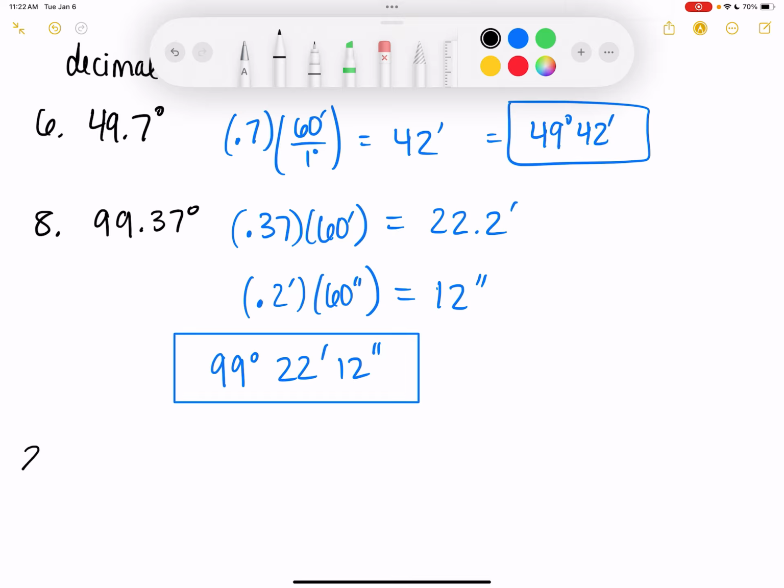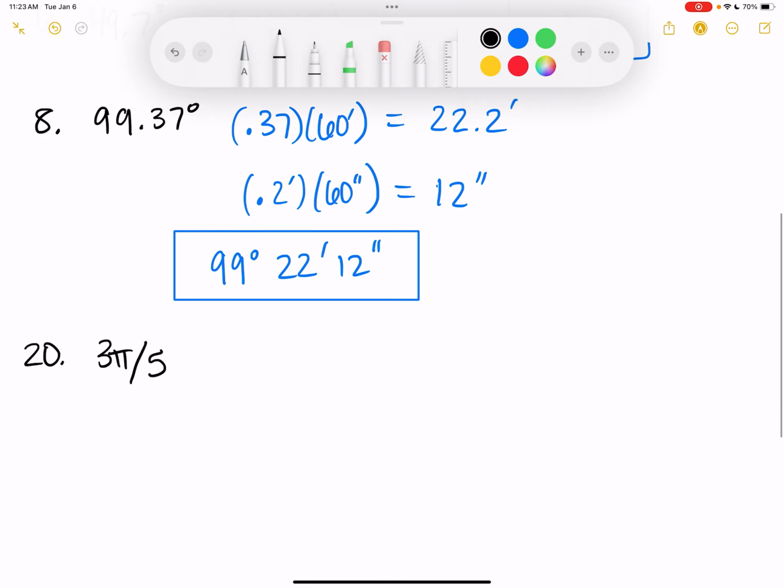So let's look at 20. 3 pi over 5. Now, what I'm also going to tell you is that some of these values, like number 18 that I skipped, is pi over 4. That's going to be a value you just know from your unit circle. You don't need to do the conversion on it. But if you forget them, you can do the conversion. Obviously this one I don't just know off the top of my head, so I'm going to do the conversion.